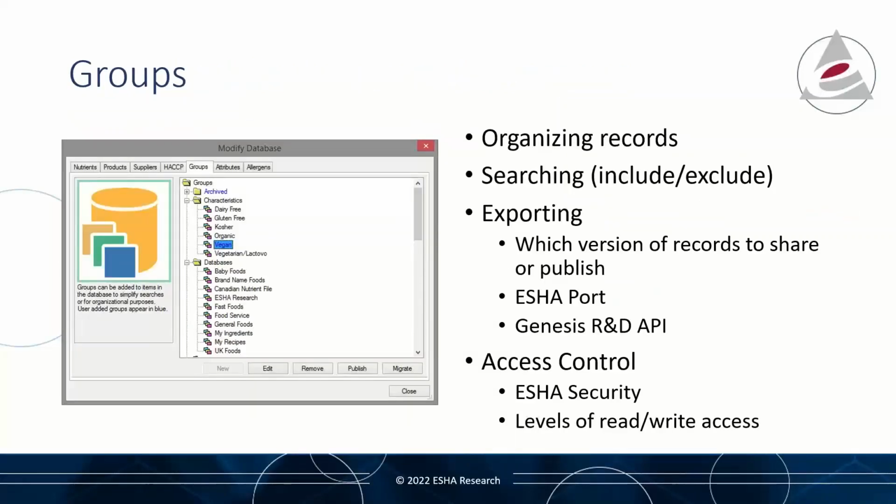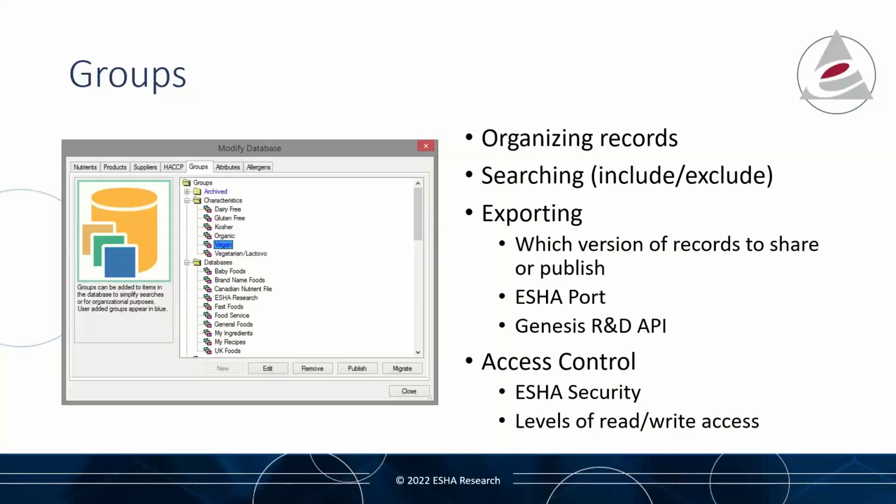In Genesis, we use groups as the term to categorize records. ESHA software includes a list of groups, including characteristics, database, sections, and food types. You can assign ingredients and recipes to these groups to help filter your searches. You can assign ingredients to multiple groups. So one ingredient or one recipe can be assigned to multiple groups. You can also create your own groups to help you manage your records.